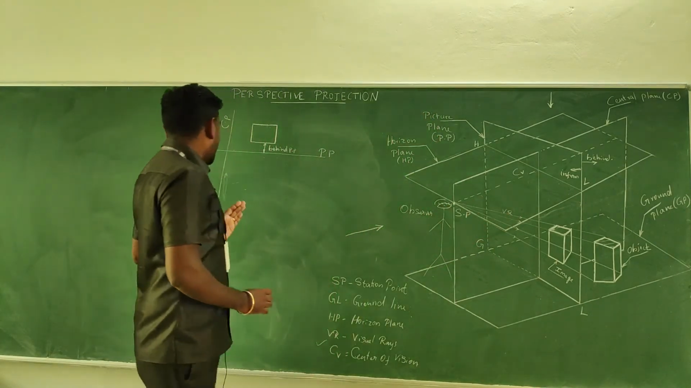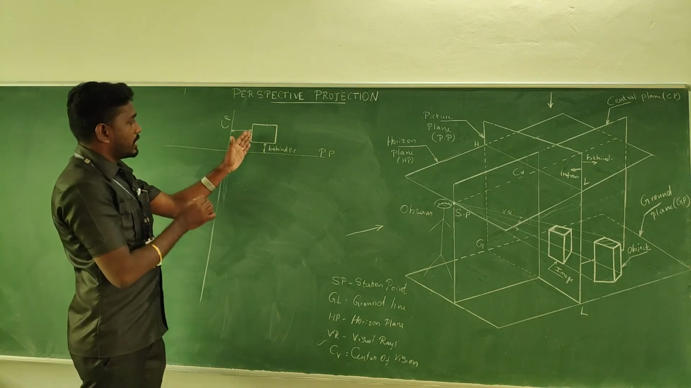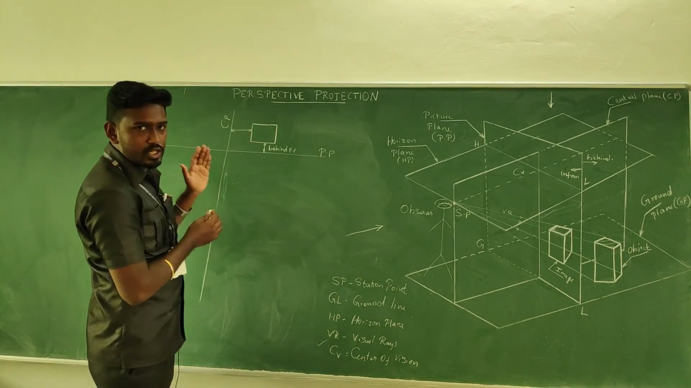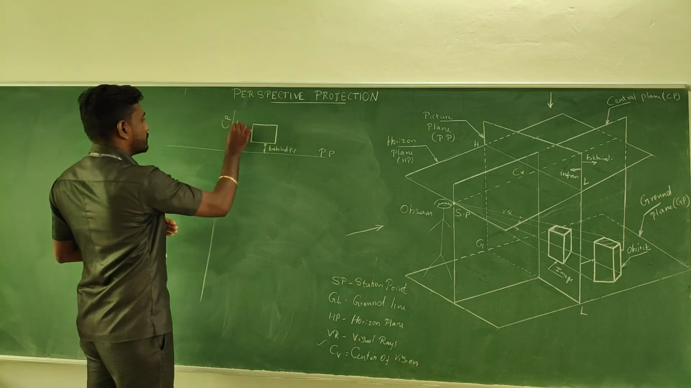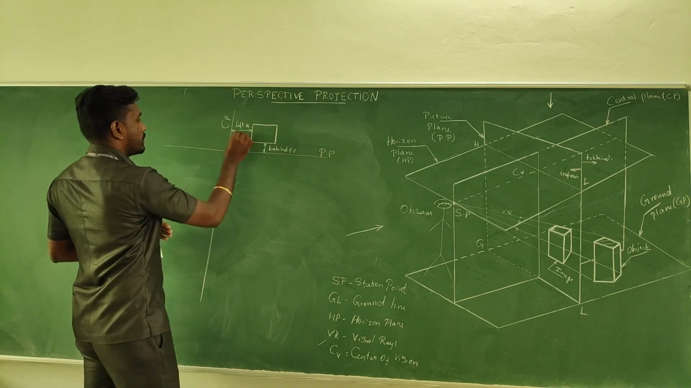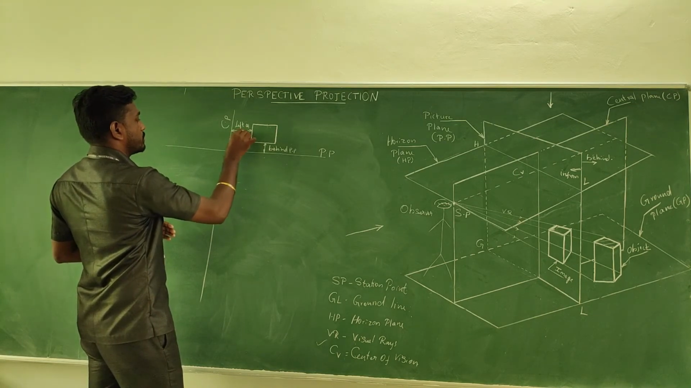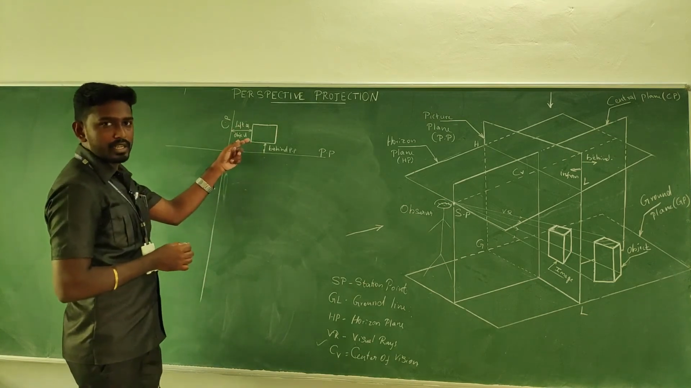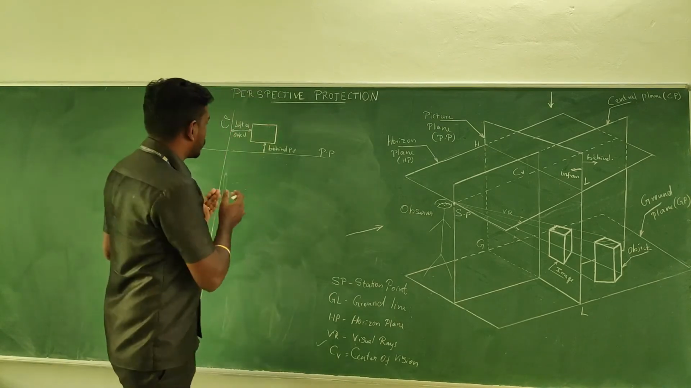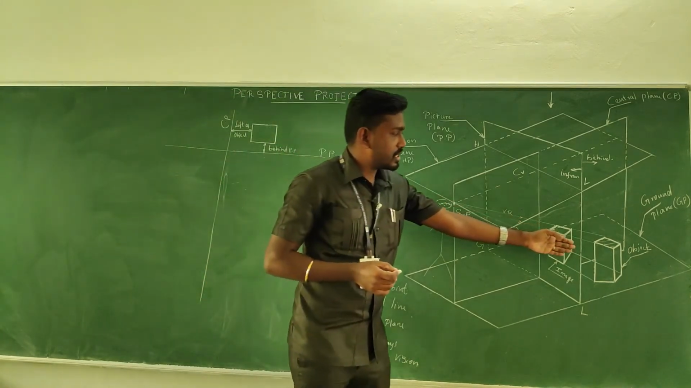So with respect to this object, I can say the distance between the object and the CP, the CP is placed to the left of the object. We can measure it from this side.